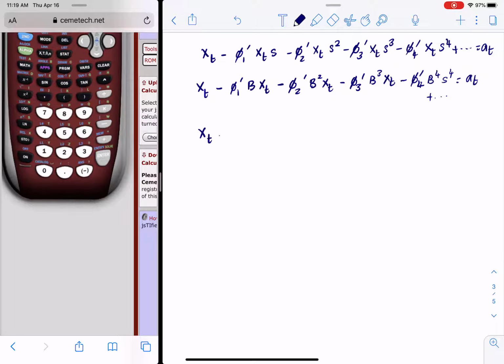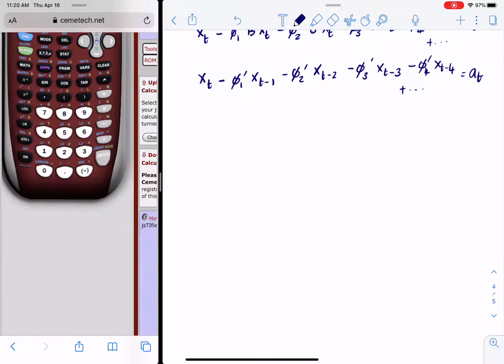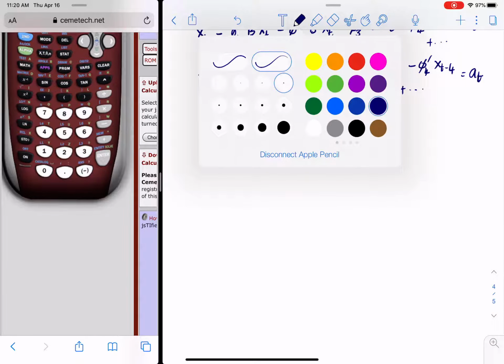Which would then become xt minus phi 1 prime xt minus 1 minus phi 2 prime xt minus 2 minus phi 3 prime xt minus 3 minus phi 4 prime xt minus 4 plus all the way up to infinity equals at. So what we have now is an AR infinite representation with the coefficients as phi 1 prime, phi 2 prime, phi 3 prime, phi 4 prime, and so forth.